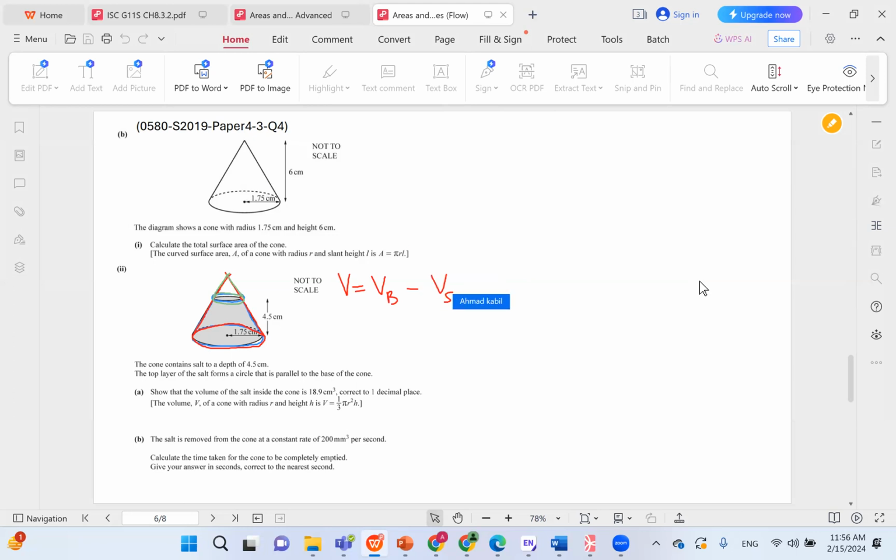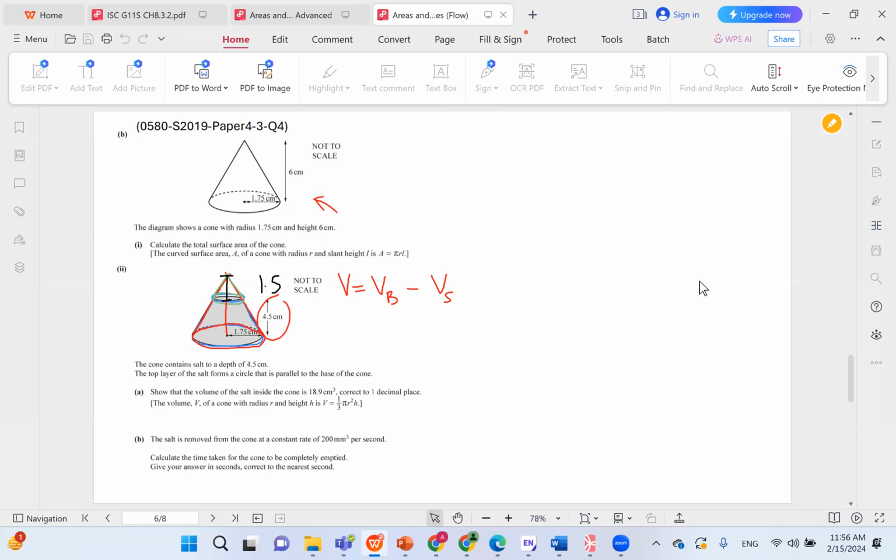So how do we get the volume of the big cone? Bear in mind that the big cone here is the same as the big cone in problem A. This is the same cone, except that the height here is given as 4.5 because they're only calculating the height from here to here, which tells us, of course, that the height of the remaining part, which is the small cone height, would be 1.5 because it's 6 minus 4.5.